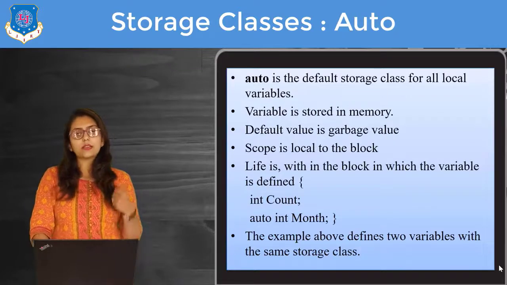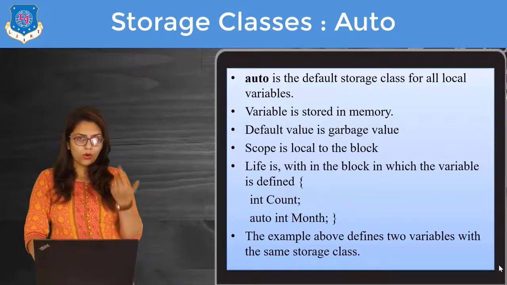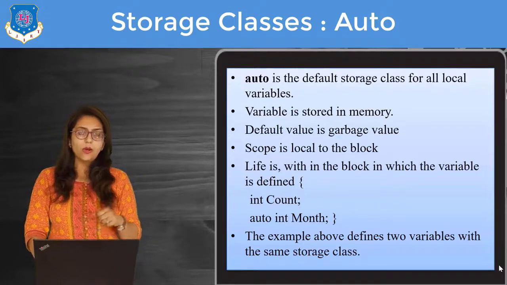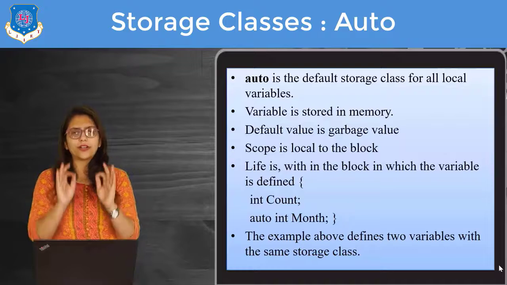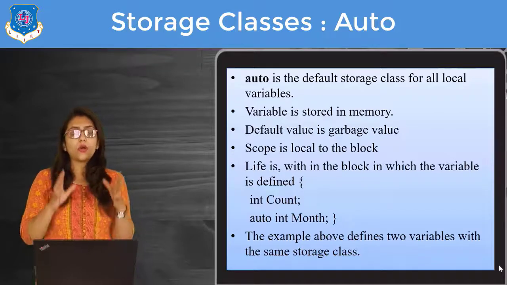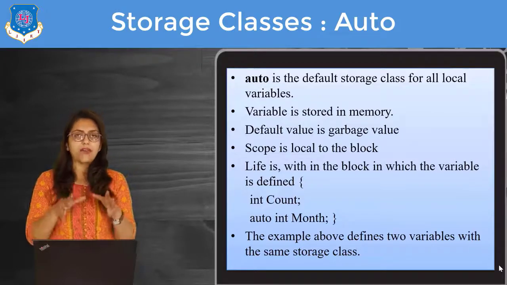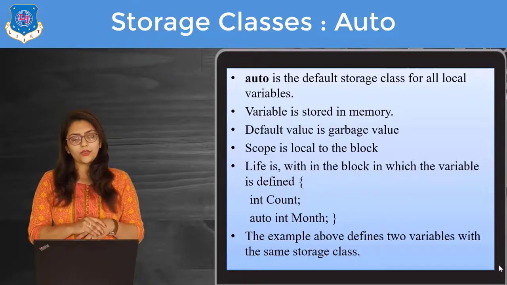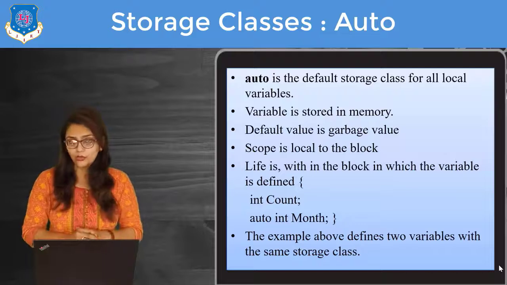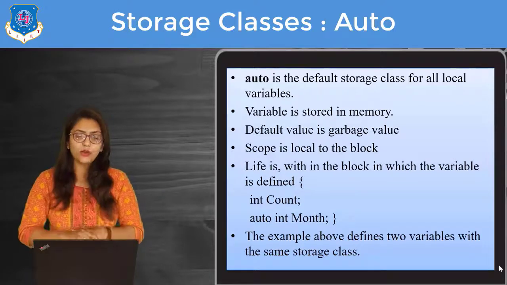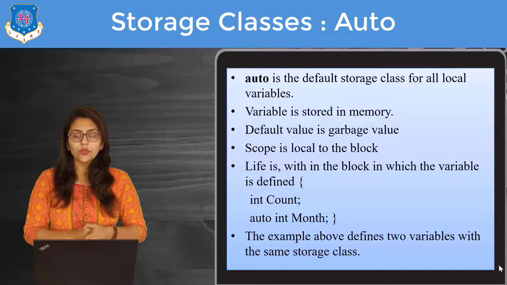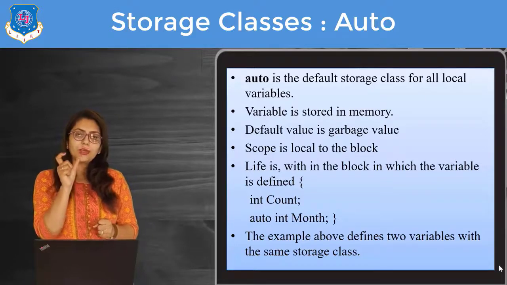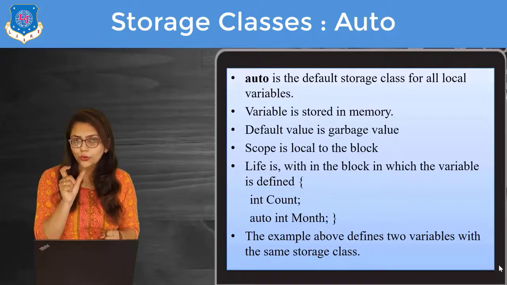Now the next storage class is the auto storage class. By default, whatever variables we have been declaring till now, int a, int b, int sum, are called automatic variables. By default they have the automatic storage class. The default value of the automatic storage class is a garbage value, and the variable will be stored inside memory. So auto is the default storage class. The automatic storage class is used with the keyword auto, right?